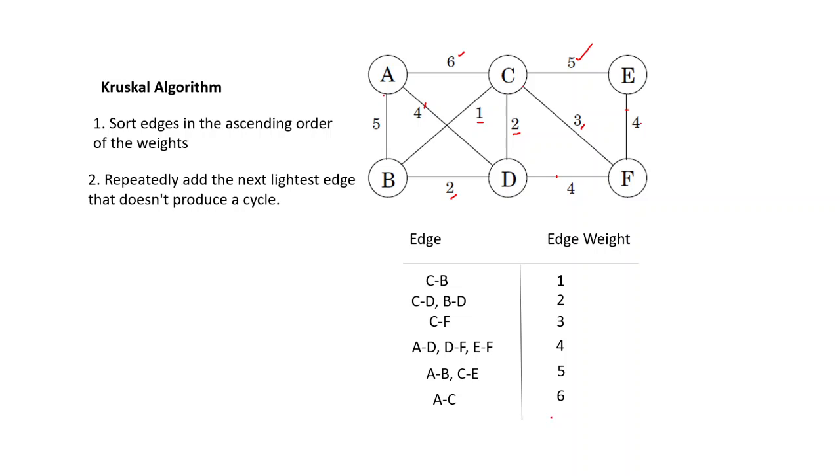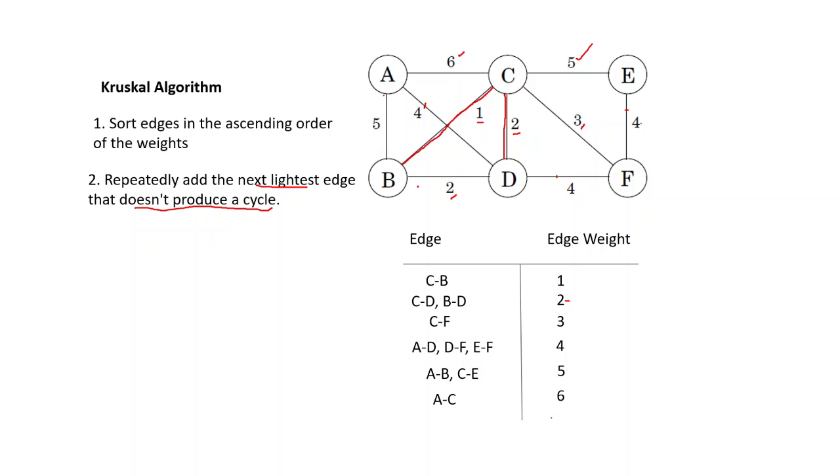Now you have to repeatedly add the next lightest edge that does not produce a cycle. This is very important. Why? I'll come to that next. Okay, so let's get started. So first we add edge CB. Next, you have the category of edge weight 2. We have two edges, CD and BD. So let's add CD.